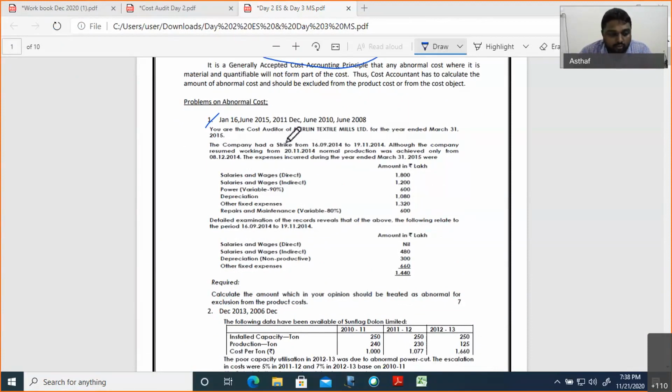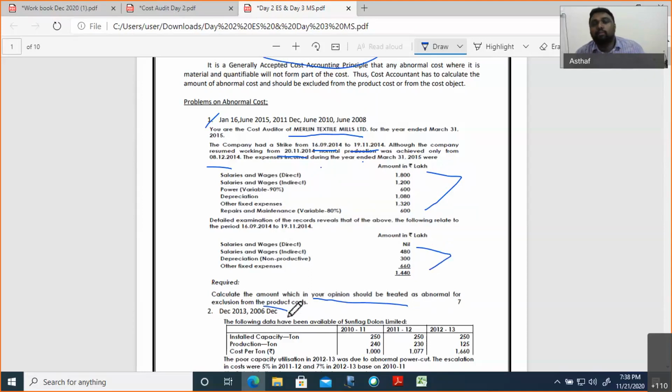You are the cost auditor of Merlin Textile Mills Limited for the year ended March 31st, 2015. The company had a strike from 16/9/2014 to 19/11/2014. Although the company resumed working from 20/11/2014, normal production was achieved only from 8/12/2014. The expenses incurred up to March 31st are given. These are the expenses for the entire year. Your strike period is 16/9 to 19/11, and these are the expenses of the strike period. Calculate the amount which, in your opinion, should be treated as abnormal cost for exclusion from product cost.